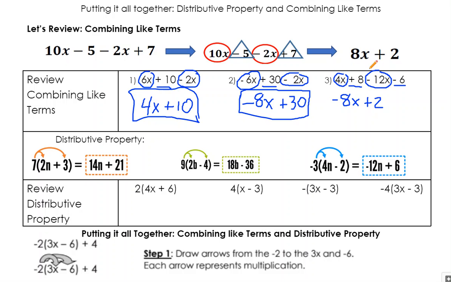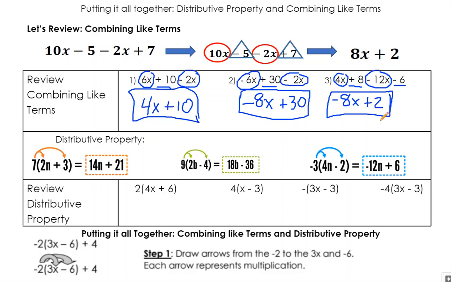Number 3, 4x and minus 12x. I can combine those because they both had x's. 4 minus 12 gives me negative 8, and the x stays with it. Plus 8 and minus 6 were constants, so I can combine those. 8 minus 6 gives me a positive 2. I can't do anything else. That right there is my answer.